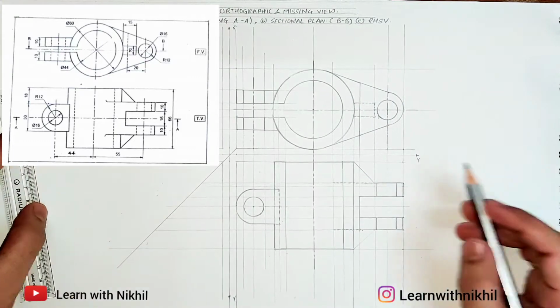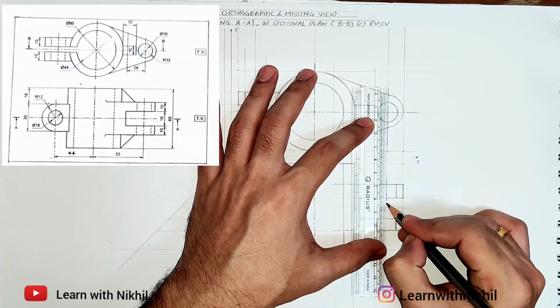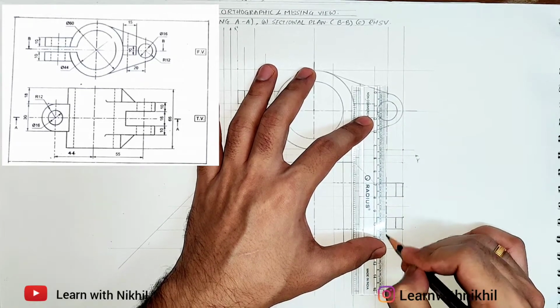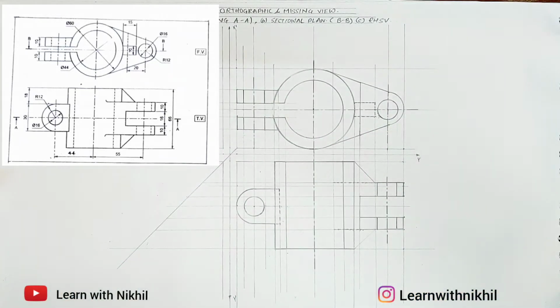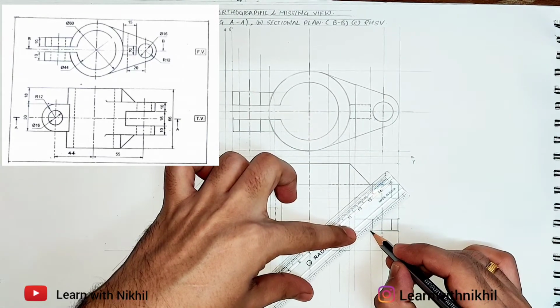So we have taken the projections from the front view. Now we are drawing the center line. Now this slant part will also be dark and visible. So I am drawing it dark.